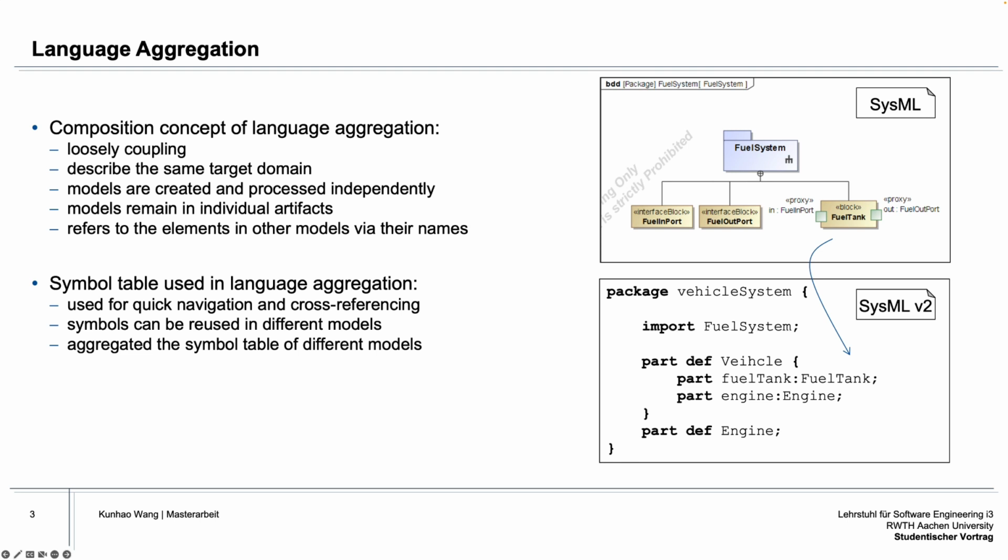Symbols are the most essential part of the models. The symbol table is used for quick navigation and cross-referencing of the symbols. Symbols can be reused in different models. For example, the block symbol fuel tank in a SysML model is reused in a SysML v2 model, indicating there is a part property with the type of fuel tank. To achieve this, we can aggregate the symbol tables of different models through language aggregation.